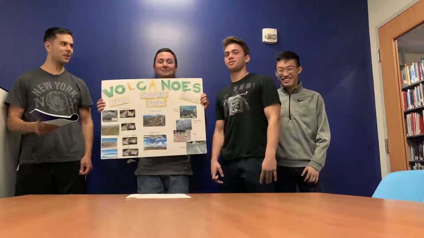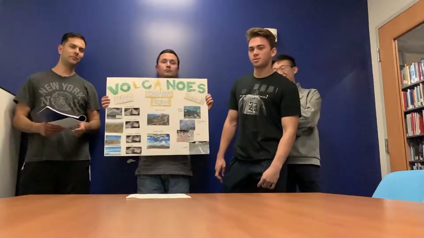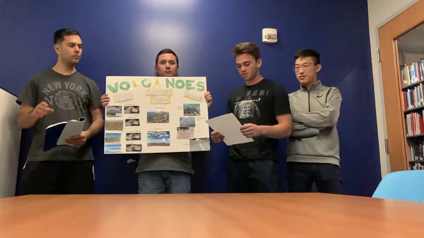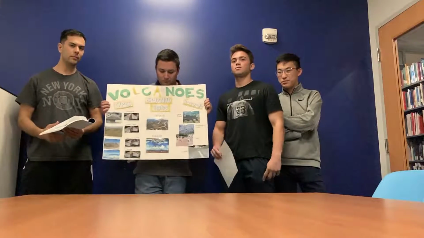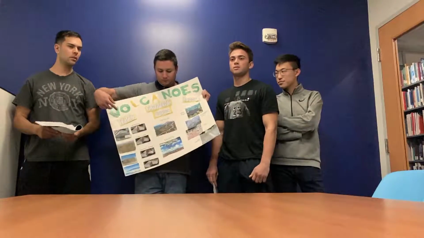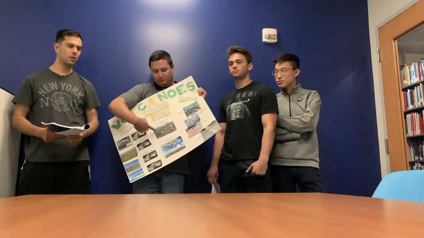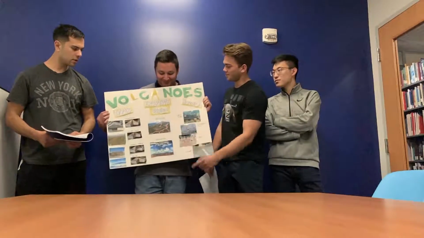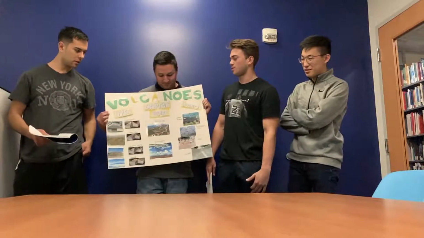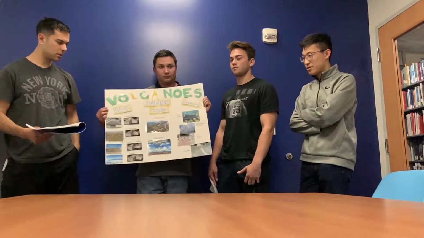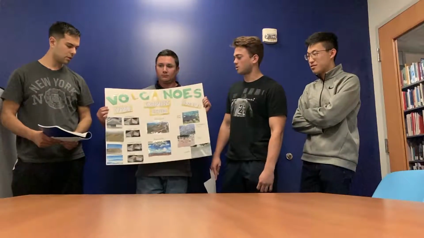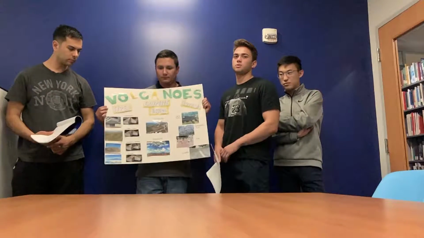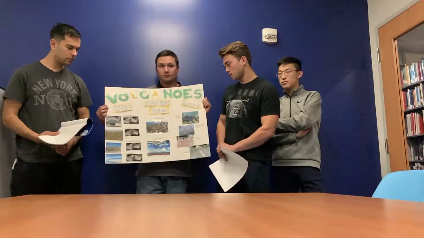Next, we'll be talking about the different types of eruptions. The first type of eruption we'll be talking about is an effusive eruption. This is when lava spills or fountains from the vent of the volcano. Also, a lake of lava may collect at the bottom of the volcano. This type of eruption occurred in the 2018 eruption on the Big Island of Hawaii.